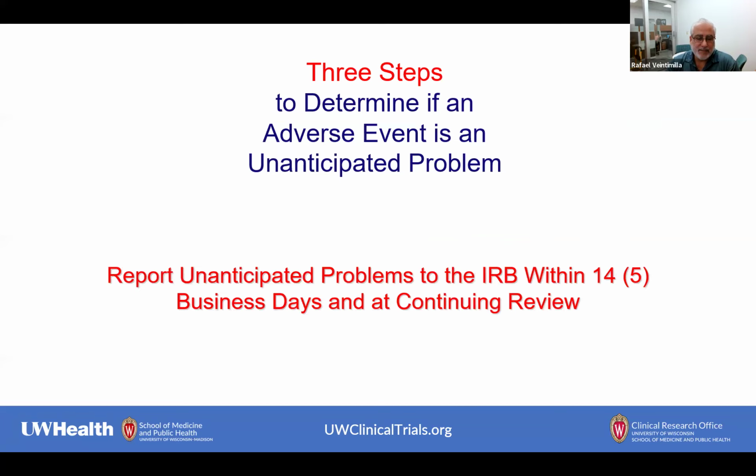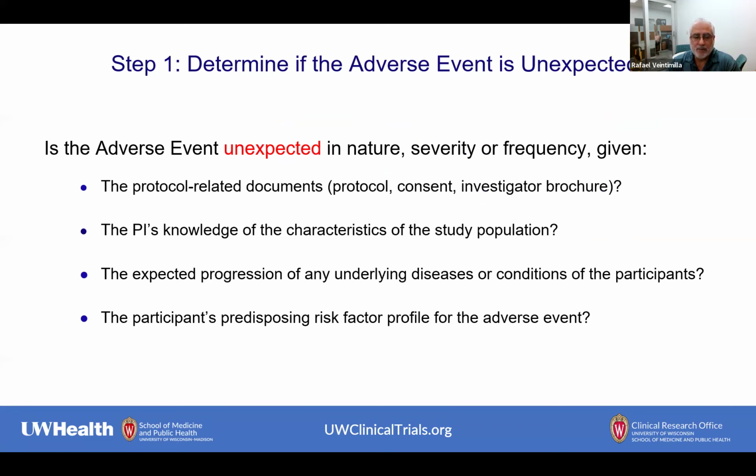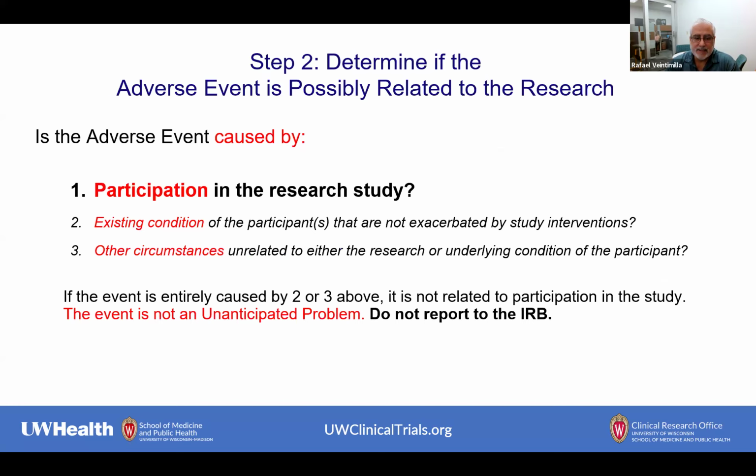So we have three steps to determine if an adverse event or an anticipated event is reportable or not to the IRB in 14 days or to the VA in 5 days. The first step is to determine if it's unexpected in nature, severity, or frequency, given what? The study protocol, the informed consent, the investigator brochure, the PI's knowledge of the characteristics of the study population, the expected progression of the underlying disease or condition of the participant, and the participant's predisposing risk profile for the adverse event. So we have to take all that into consideration. If it's not in the protocol, consent, or investigator brochure, it would be unexpected. The second step would be, is it caused by participation in the research study?